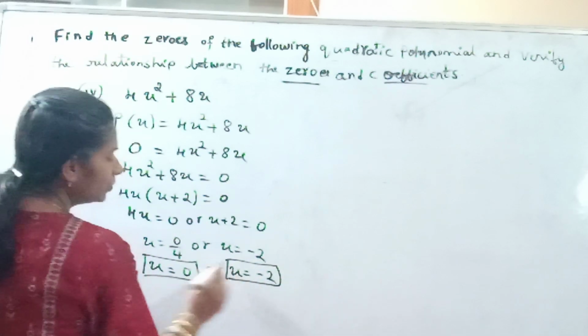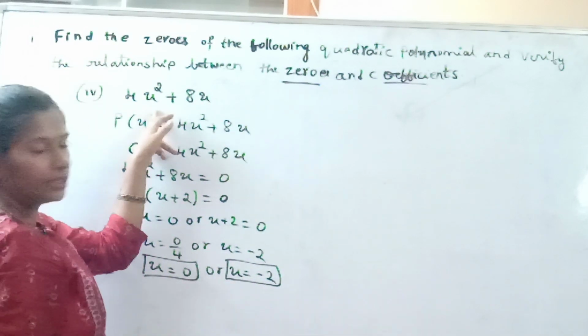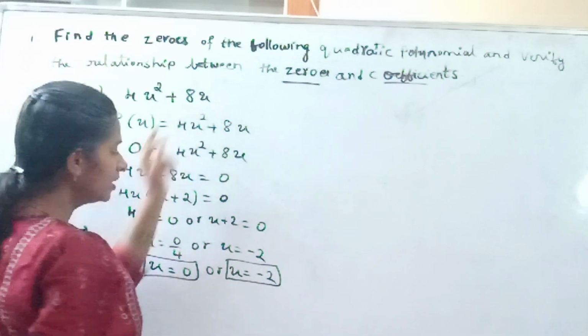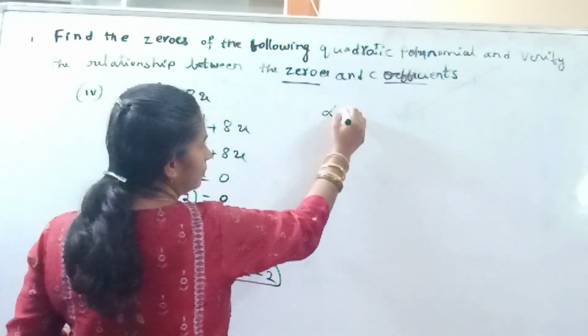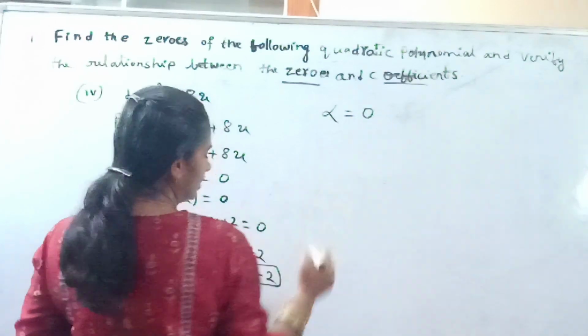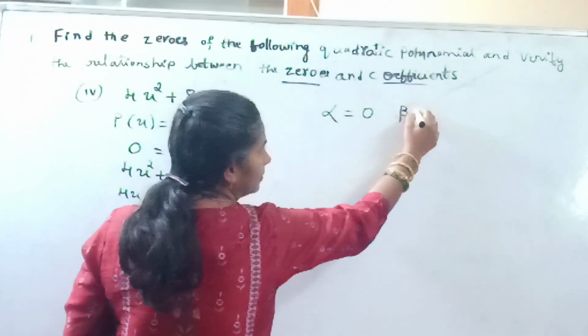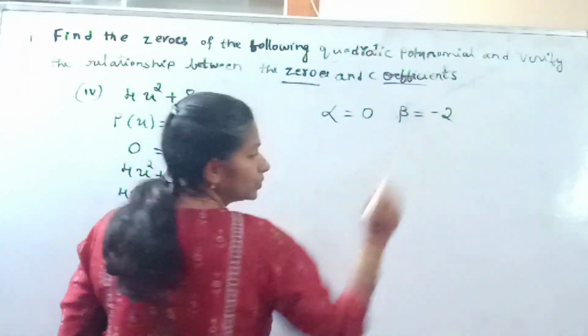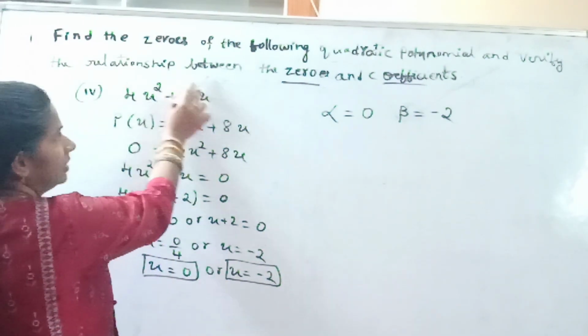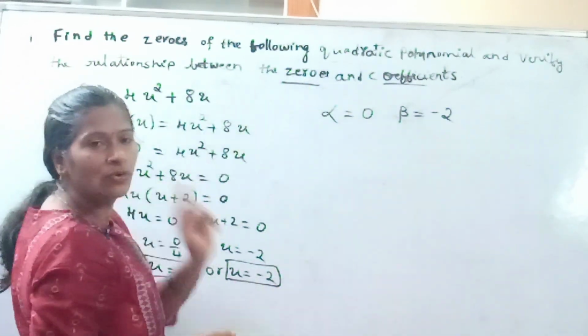So these are the two roots of the given quadratic polynomial 4u square plus 8u. So that is one root. Let us take this one root as alpha is 0 and another root as beta is equal to minus 2. Now we have to verify the relationship between the zeros and its coefficients.